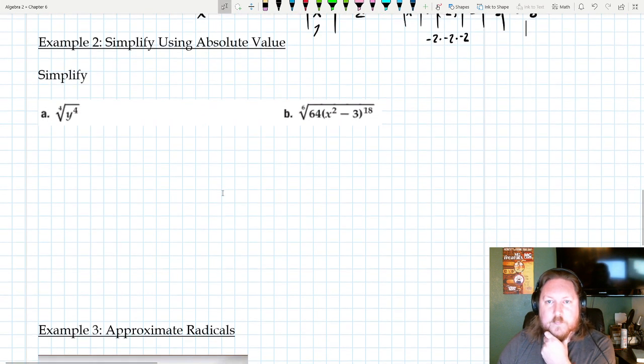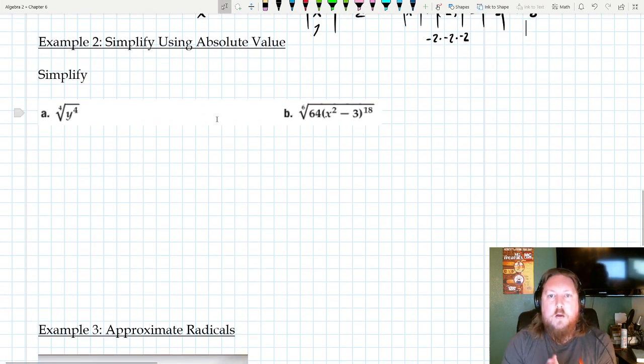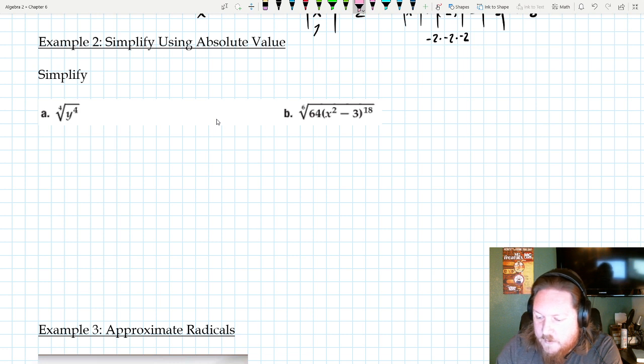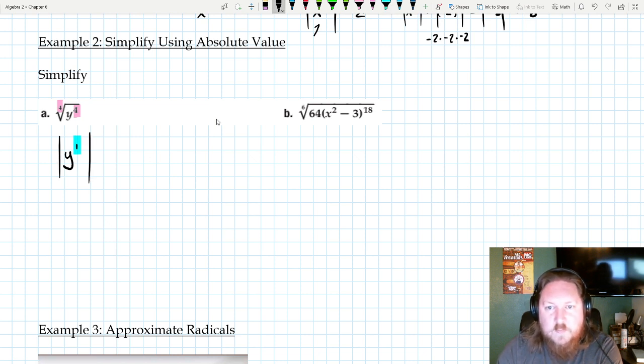So, example 2, simplify using absolute value. So here I see I have an even index and even power. And the fourth root of y to the fourth is y to the 1. Now we have ourselves an odd result. So since we have an odd result, we have to put it in absolute value. So we say this is equivalent to the absolute value of y. That's all we're doing.